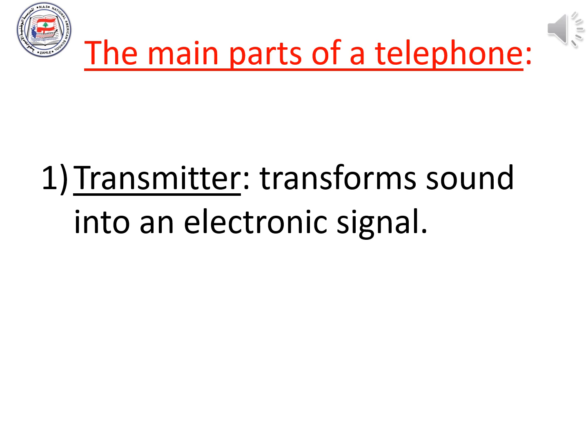First is the transmitter. The transmitter is the part of the telephone that transforms sound into an electronic signal. So once you talk into your telephone, your sound is transformed into a signal inside the transmitter.